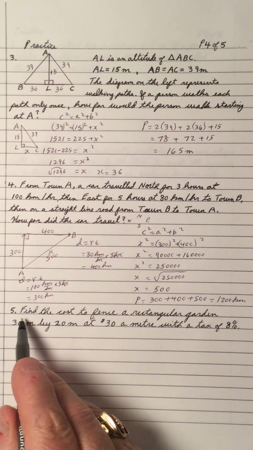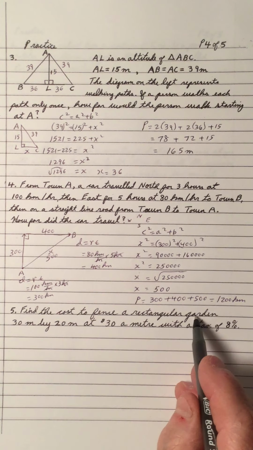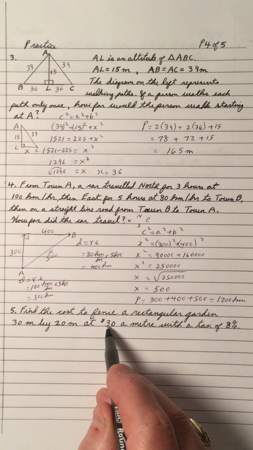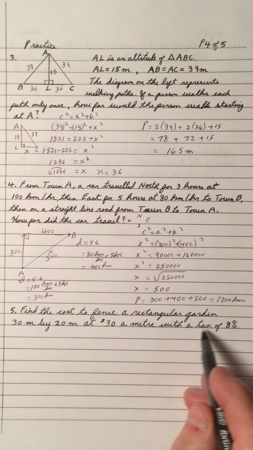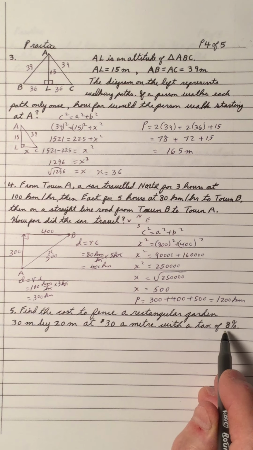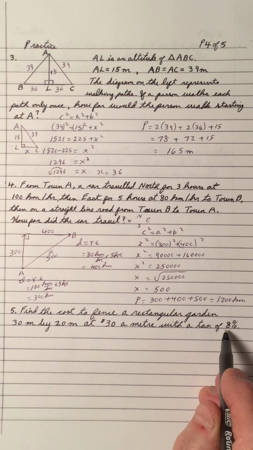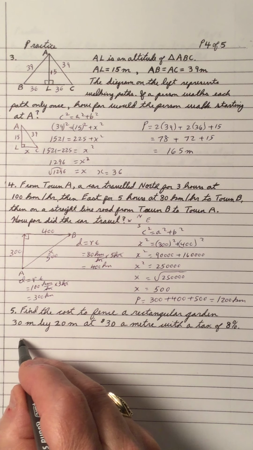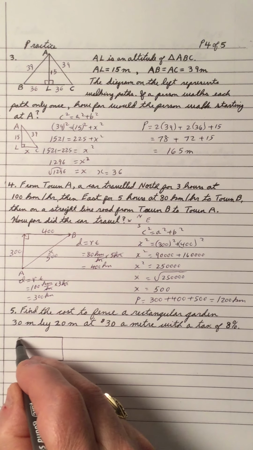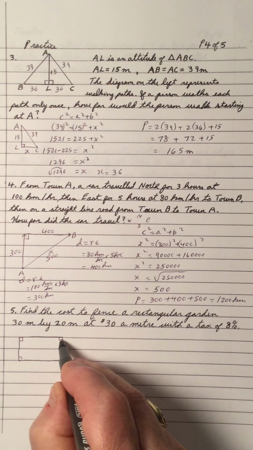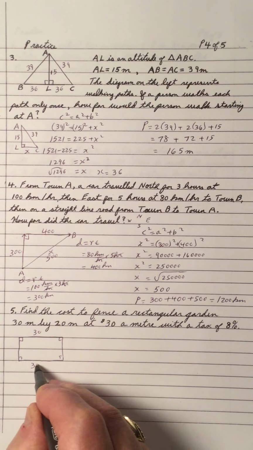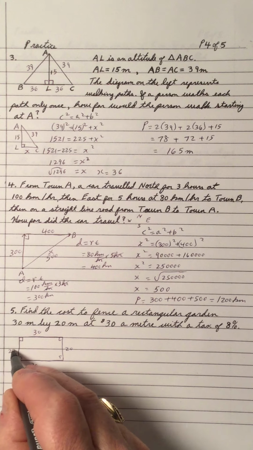Okay, number 5. Find the cost to fence a rectangular garden 30 by 20 if the fencing costs $30 a meter and you have a tax of 8%. We have a rectangle garden. Let's draw a rectangle. A rectangle has right angles, and opposite sides equal. So that's the length, and that's the width, which is shorter.